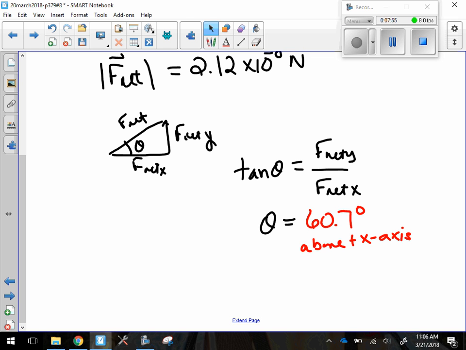Good. Okay, so we all agree. So this is just a problem that's about applying the superposition principle and using that equation. Above plus x-axis. Okay.